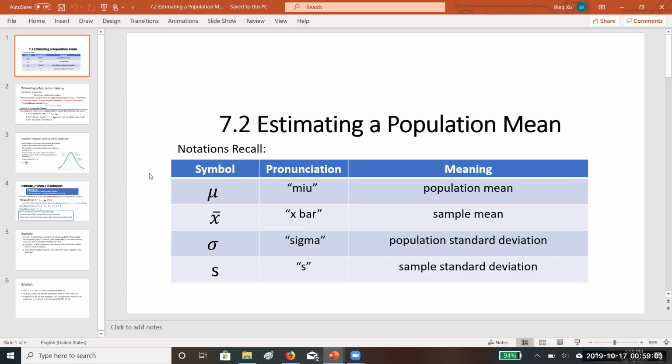some review of the notation. This symbol is mu. It represents population mean, and X bar is the sample mean. This is sigma, which is the population standard deviation, and S represents the sample standard deviation. We will use these letters later. Just a quick recall.